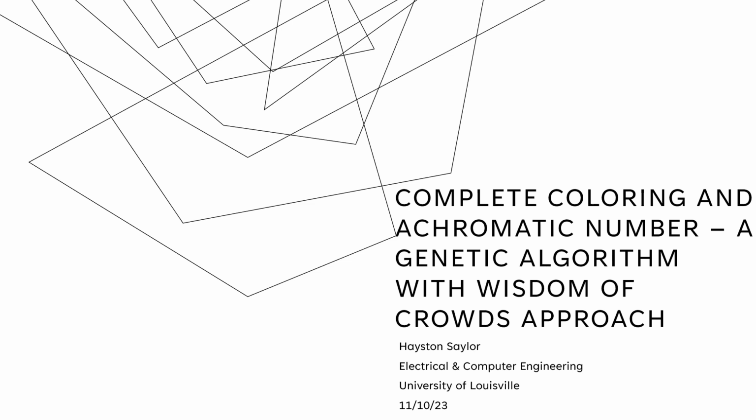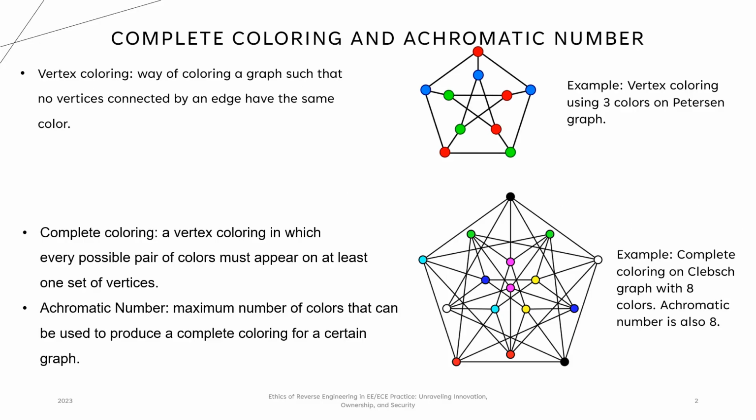Today I'm going to be talking about the problem of a complete coloring in graph theory and finding the achromatic number for a graph. And I'm going to be tackling this problem using the approach of a genetic algorithm utilizing the wisdom of crowds. So first I'll need to define what exactly a complete coloring and an achromatic number are for a graph. And to define those terms, I need to define a vertex coloring.